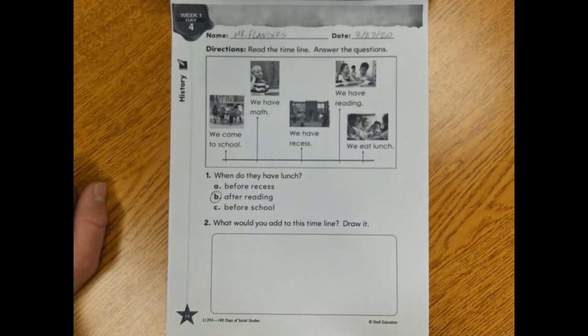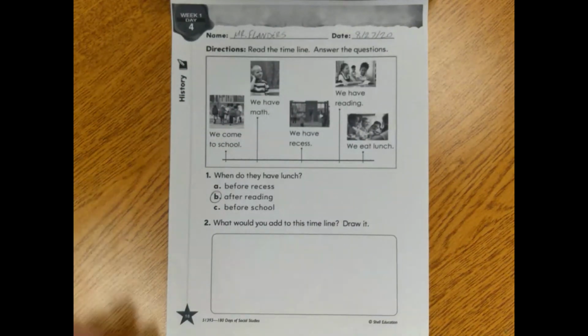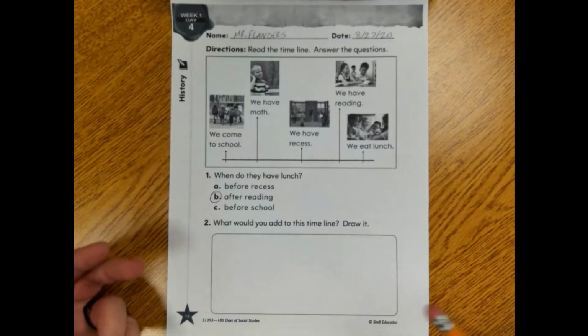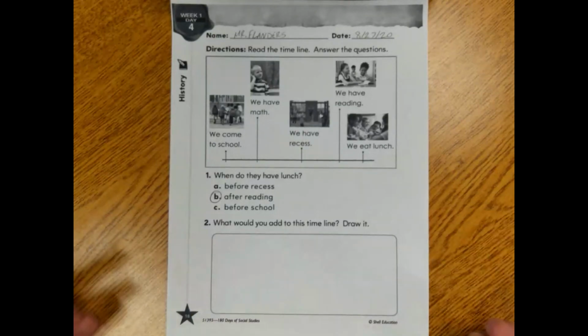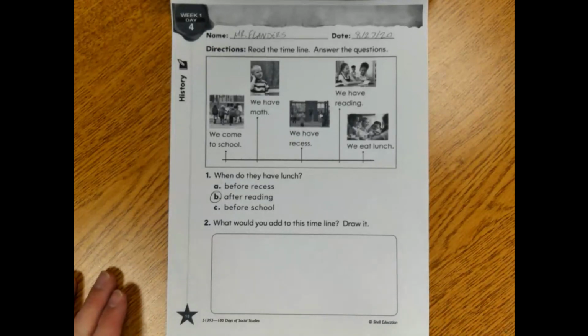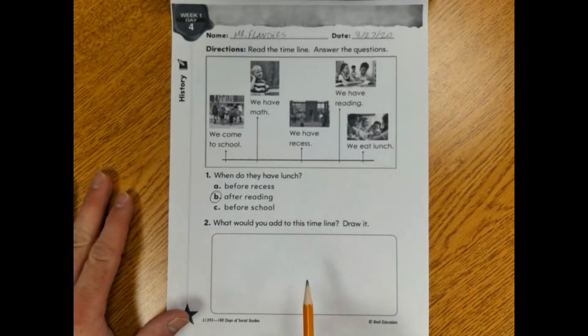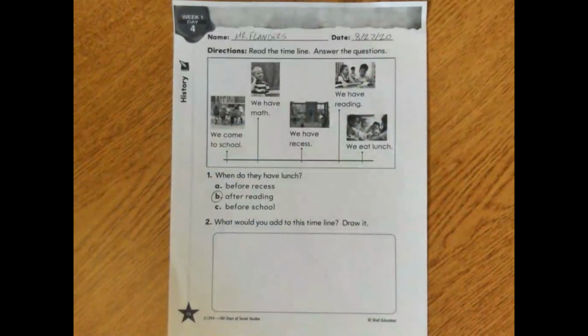So my question to you is, what would you add to the timeline? Would you add maybe going to music? Would you add maybe going to PE? Would you add gummy bear time? Would you add nap time? What would you put on this timeline? What I want you to do is draw it and then color it, make it look fantastic, and then we'll see how it looks on that timeline.